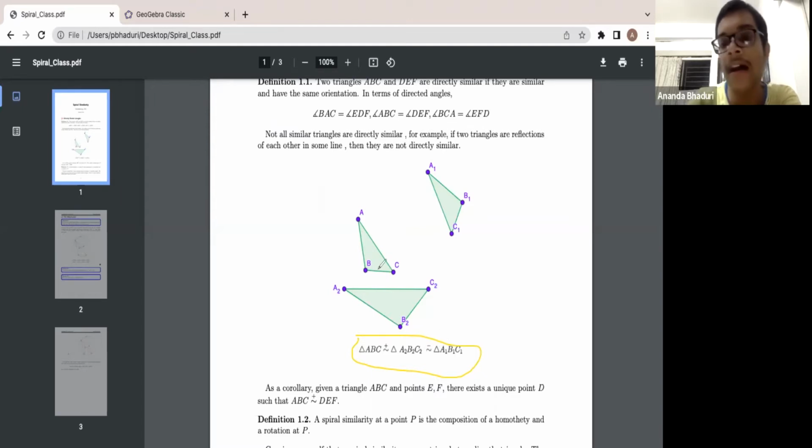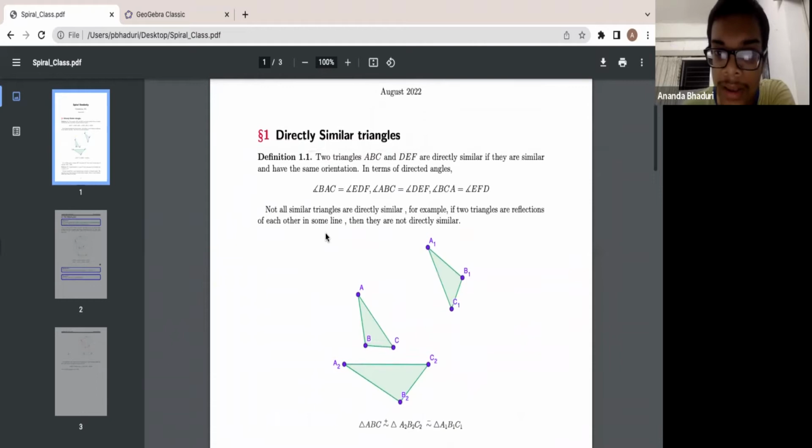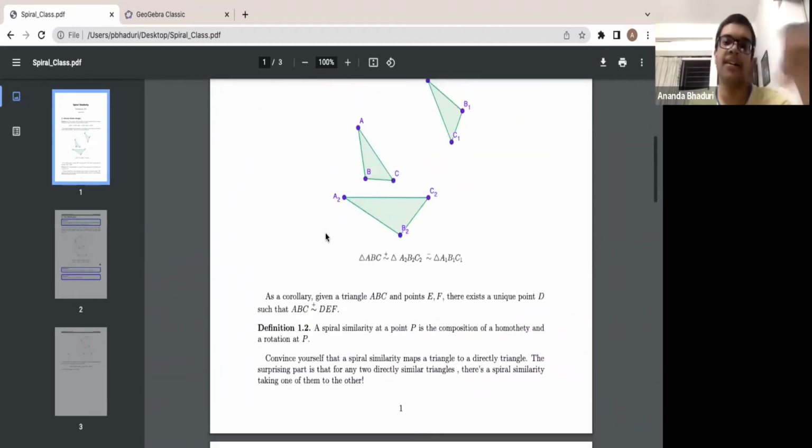So for example, you can get an inversely similar triangle if you reflect this triangle in a line, because reflection does not preserve directed angles. One thing is that if you rotate or take a homothety, then directed angles are preserved. So if you compose rotations and homotheties, you send triangles to directly similar triangles.